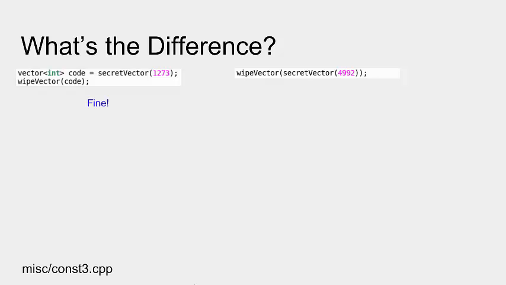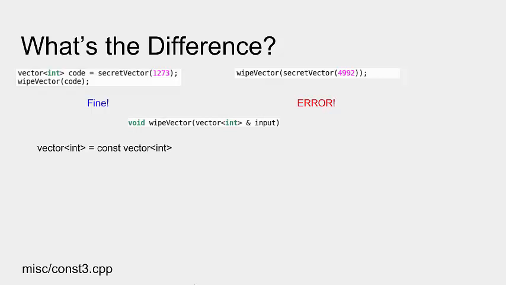This one works fine, and this one throws an error. Can anyone tell me why this happens? Secret vector 1273 is constant, but code is not. You're exactly right. It all comes down to types again.